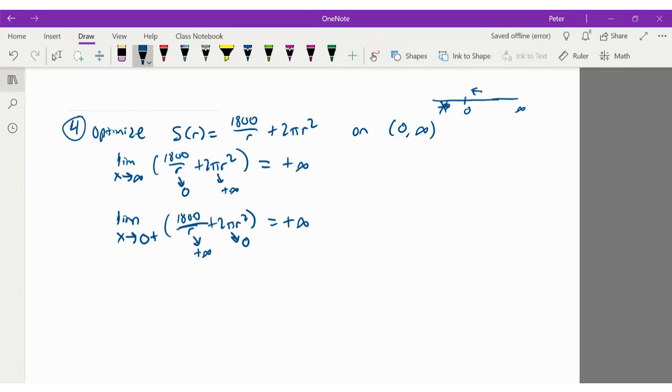So what that tells us is that whatever this looks like, it's going to look like this. In other words, I'm approaching positive infinity as I get close to 0, and I'm also approaching positive infinity as I approach infinity on the r-axis. This is S as a function of r. So whatever the minimums are, it's going to be one of the critical numbers that appears in the interval. So all we have to do is find those critical numbers.